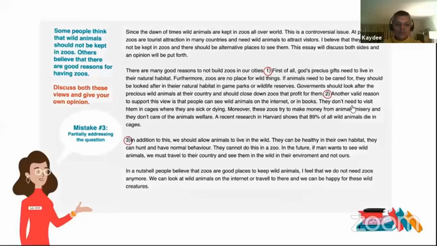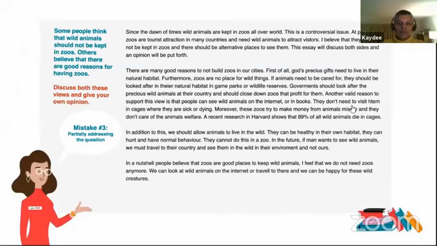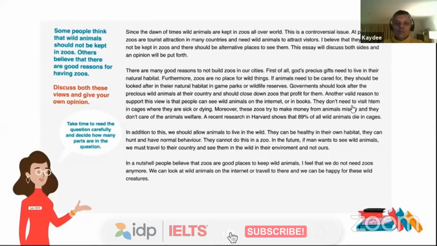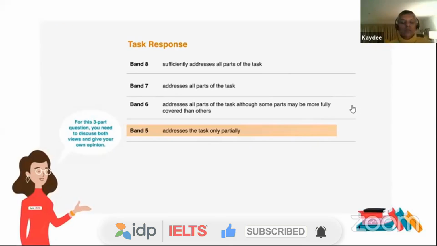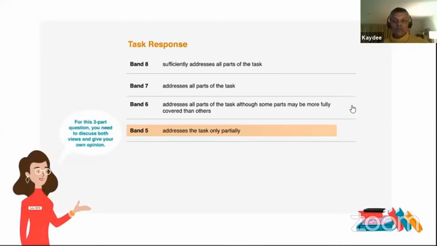Mistake number 3. Partially addressing the question. Take time to read the question carefully and decide how many parts are in the question. For this 3-part question, you need to discuss both views and give your own opinion.